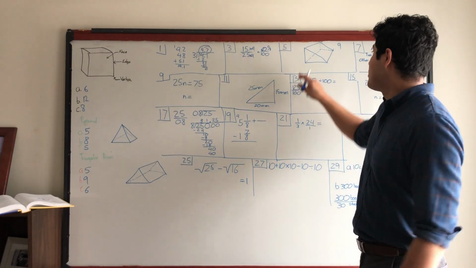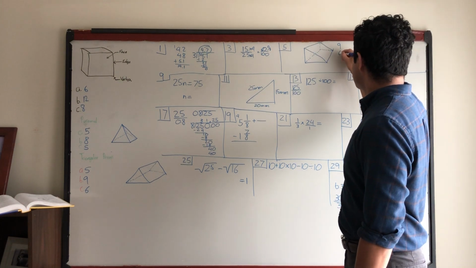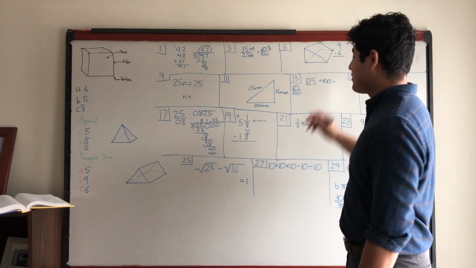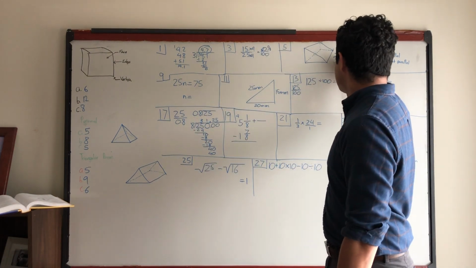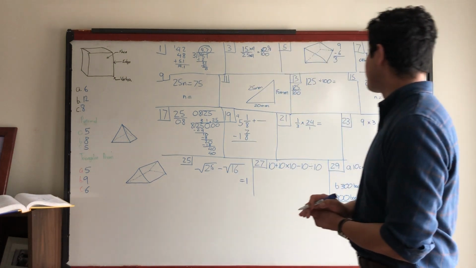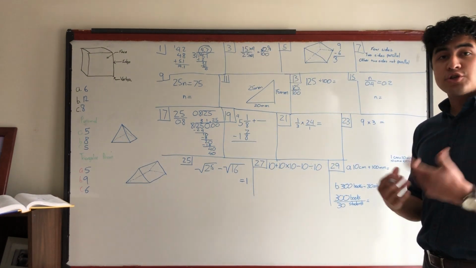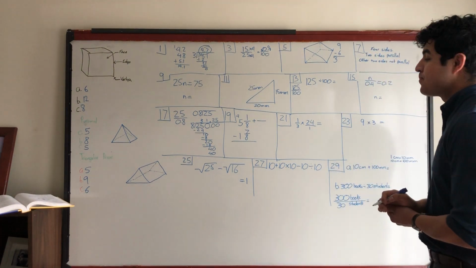Now I count my vertices. 1, 2, 3, 4, 5, 6. Okay, there's 6 vertices. And we need to see how many more edges there are. We just subtract. So we know that there are 3 more edges than vertices for number 5. Again, remember, make sure you're showing all your work on a separate sheet of paper.